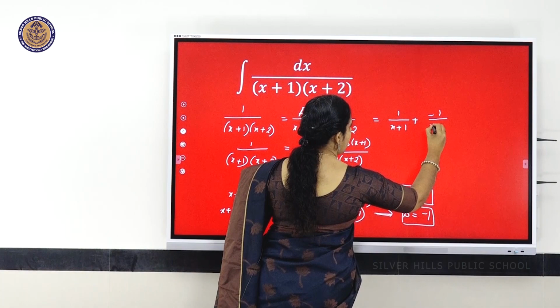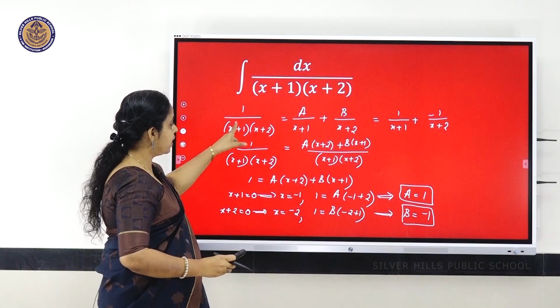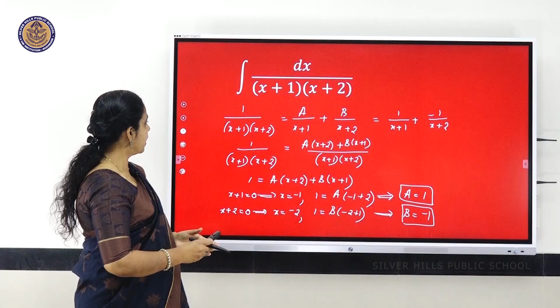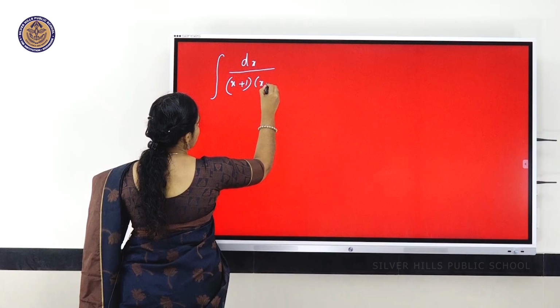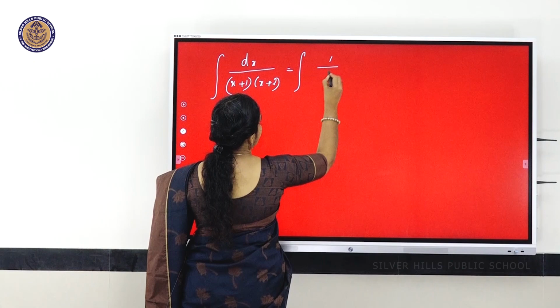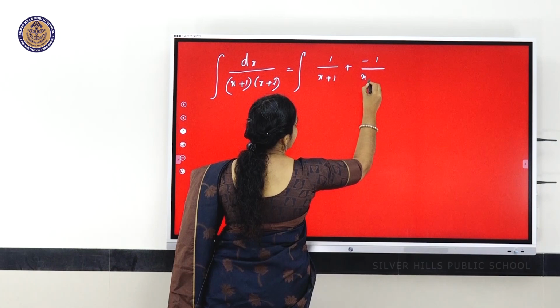The integrand is now in a simpler form. Now we will do the integration. Integral dx divided by x plus 1 into x plus 2 will be equal to integral of 1 by x plus 1 plus minus 1 divided by x plus 2, into dx.